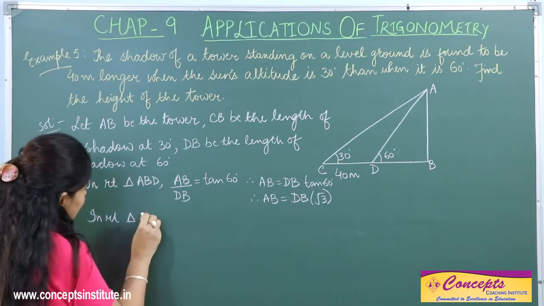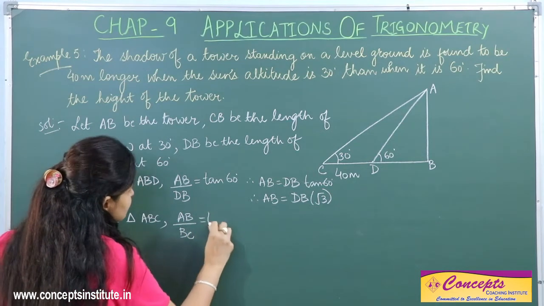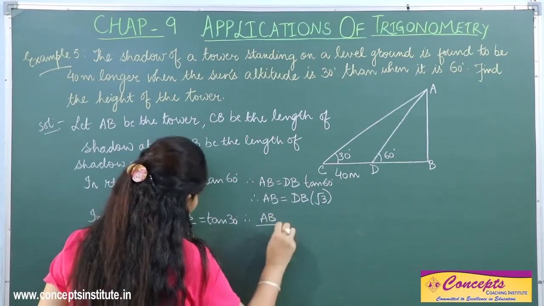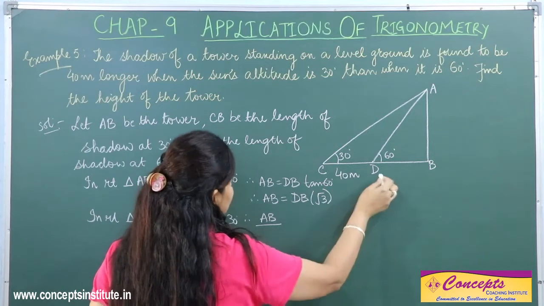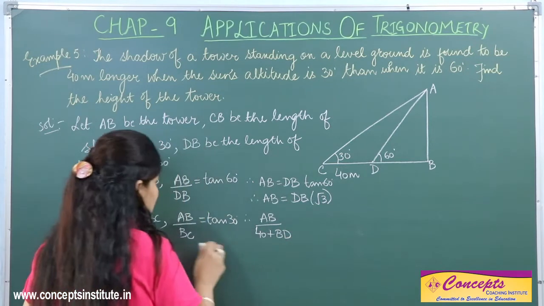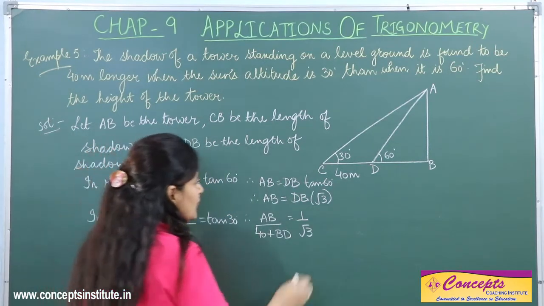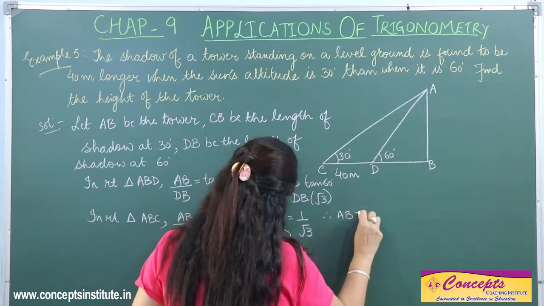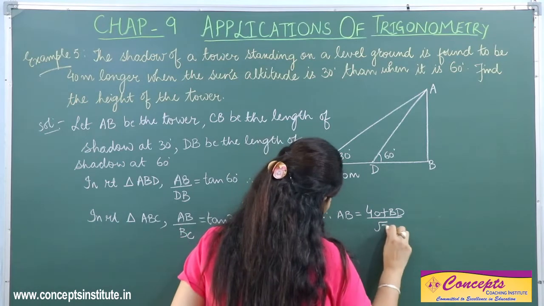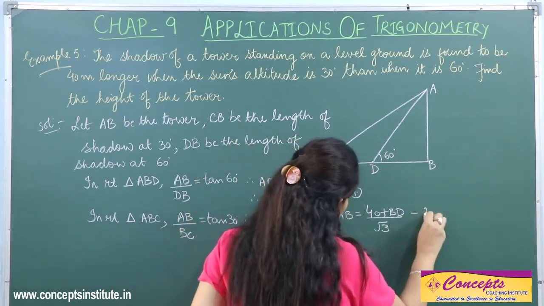In right triangle ABC, we have AB upon BC equals tan 30. So we get AB upon BC, and BC is BD plus CD, so that means we have 40 plus BD. This equals tan 30, and tan 30 is 1 by root 3. So what do I get as the value of AB? AB would be 40 plus BD upon root 3. Right students? So I can call this equation first and this one second.